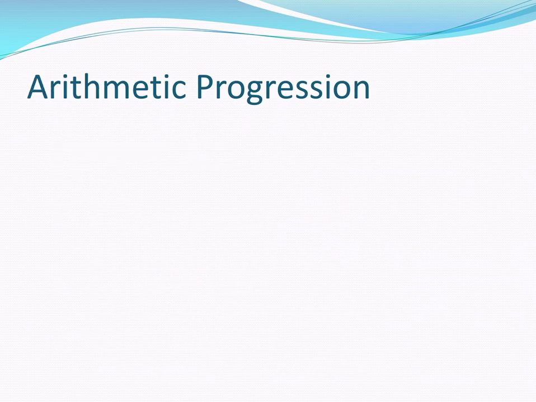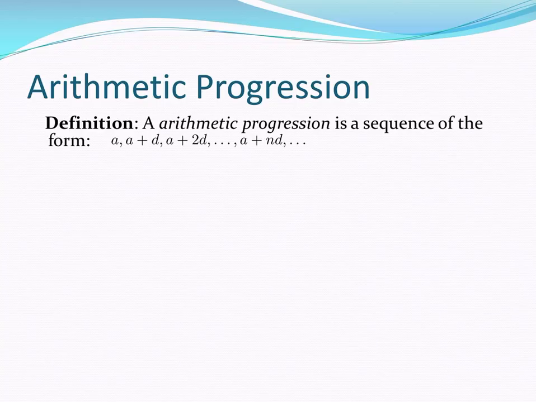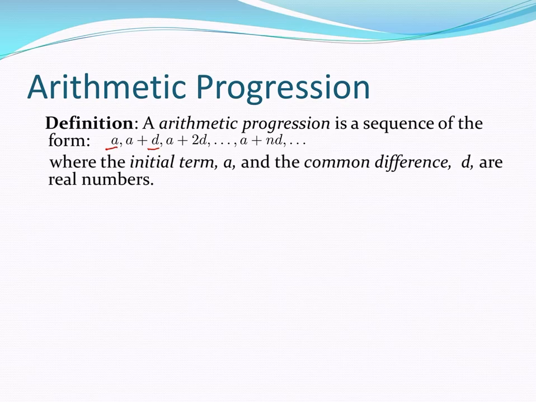The next series is called an arithmetic progression. In this series, instead of having a common ratio, each term will have a common difference. We do have an initial term a, and the next term will be a plus d, and the next term will be a plus 2d, and so forth. So again, those are called the initial term and the common difference.